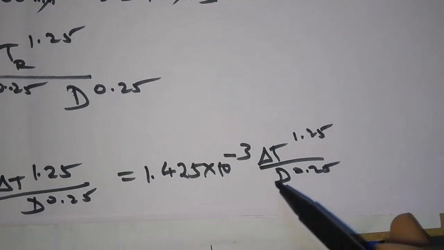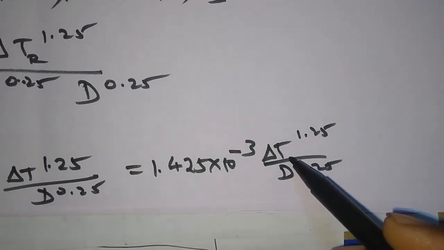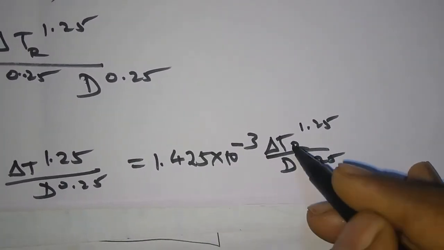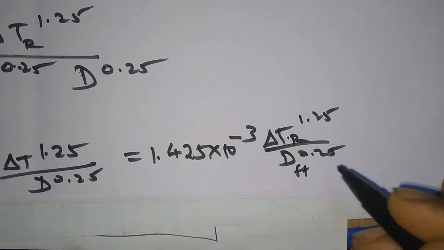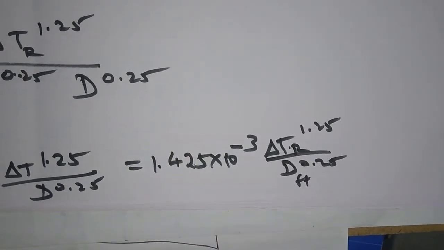So which is a required expression where delta T will be in Rankine and D will be in feet. In fluid mechanics, we will be determining the volumetric flow rate. That is, what is the rate at which the fluid is flowing across a pipeline can be determined using some flow measuring devices. Some of the flow measuring devices are venturi meter and orifice meter. The orifice meter is essentially a plate with a hole at the center.